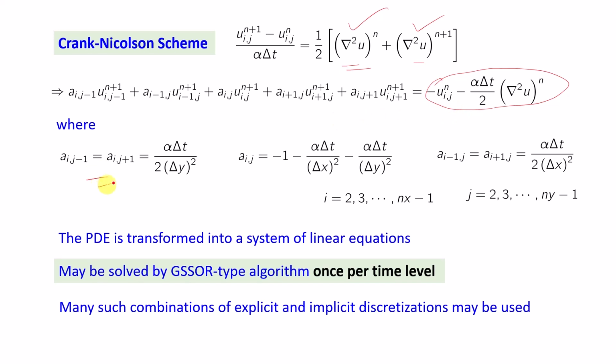These a's will be different because of this 1/2 factor here. Otherwise, they are very similar to implicit. The solution methodology is also similar to implicit; Gauss-Seidel we have to apply every time. Of course, many such combinations of explicit and implicit discretization may be used, which we have also discussed before. But this is the most common. There is, of course, a reason why it is common: it gives higher accuracy than other combinations.